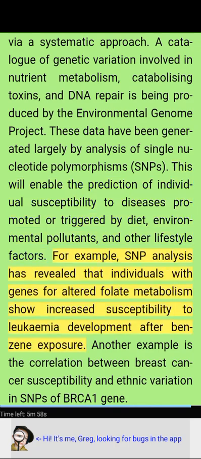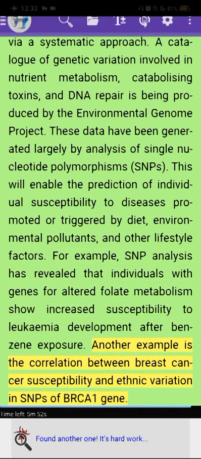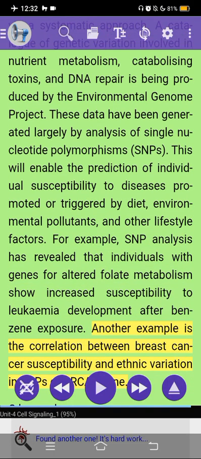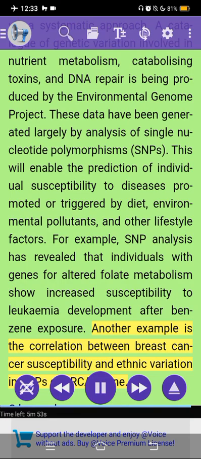This will enable the prediction of individual susceptibility to diseases promoted or triggered by diet, environmental pollutants, and other lifestyle factors. For example, SNP analysis has revealed that individuals with genes for altered folate metabolism show increased susceptibility to leukemia development after benzene exposure. Another example is the correlation between breast cancer susceptibility and ethnic variation in SNPs of the BRCA1 gene.